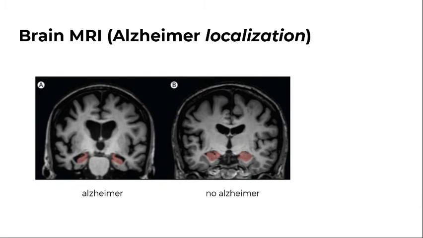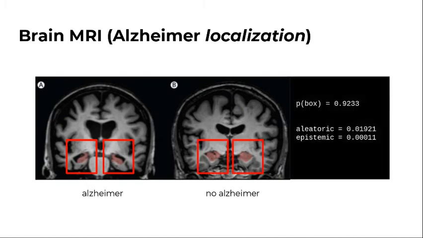Then we also gave a task of locating the Alzheimer. The doctors told us that Alzheimer's can usually be seen in these red areas, but we just wanted to make sure that the model actually looks at the right places, and we were quite happy that it directly gave us examples where the model detects Alzheimer or not.